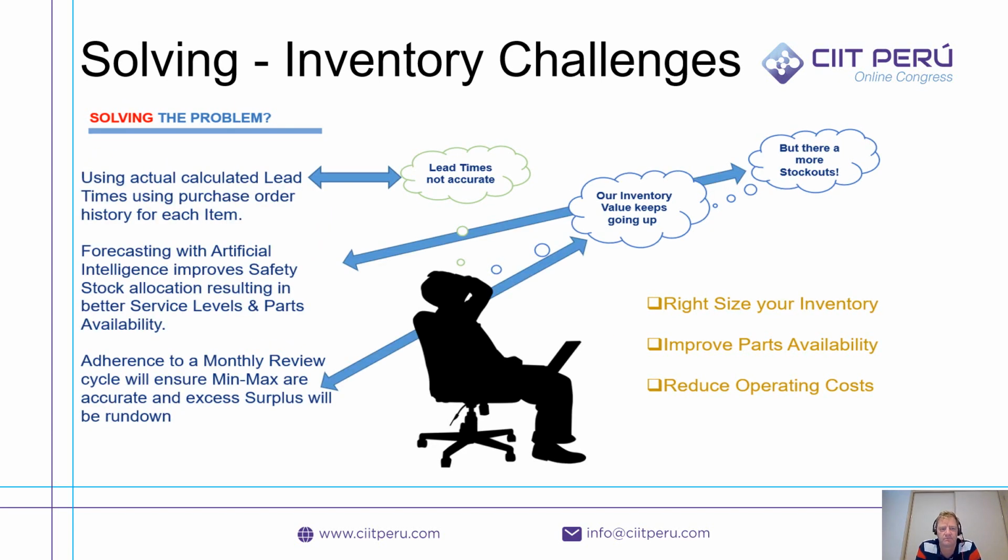So lead times not being accurate is not a problem because, as I've mentioned several times, we use the actual POs and receipts to calculate the lead time. Inventory value keeps going up. Forecasting with the artificial intelligence improves safety stock allocation, which results in better service level and parts availability. Adherence to a monthly review cycle will ensure min-maxes are accurate and the excess surplus will be run down. Also, having accurate lead times means that if you've got lower, more accurate lead times, you don't have to hold as much stock.